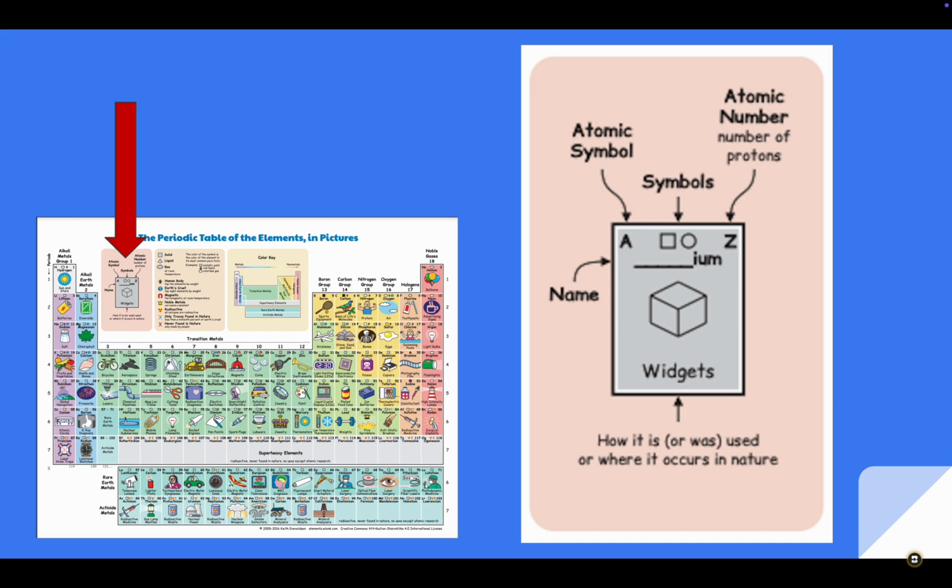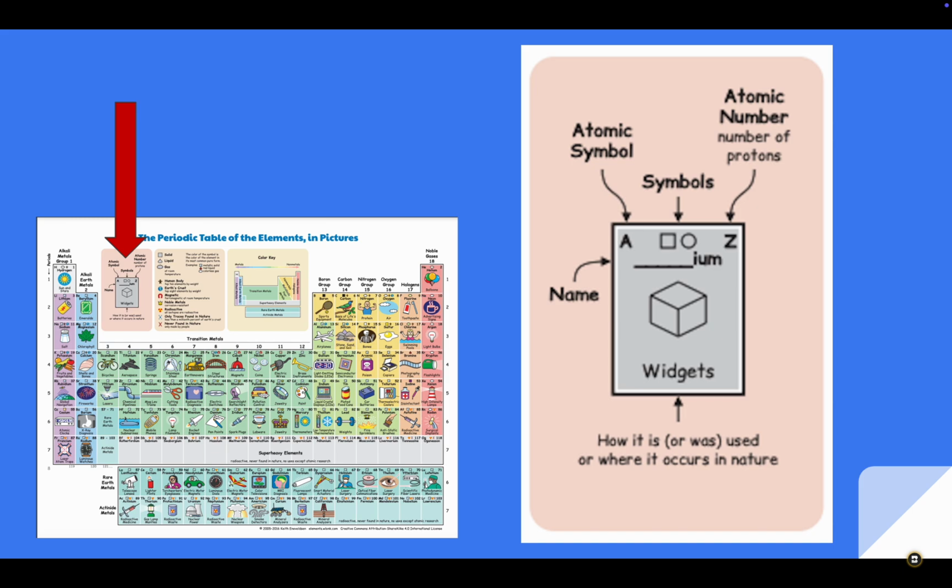So this is not anything different. We've got the atomic symbol on the top left. Sometimes different periodic tables have the element symbol in a different place. So that's why we always will have this key at the top of any periodic table, just to help you orient yourself so you know what you're looking at. So we've got the atomic symbol at the top left.